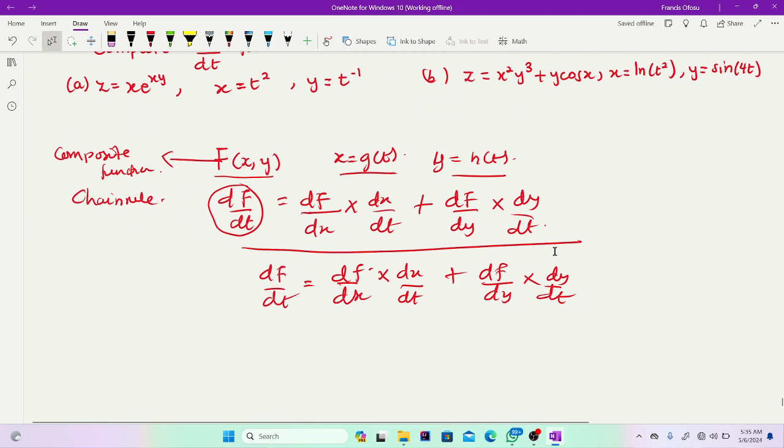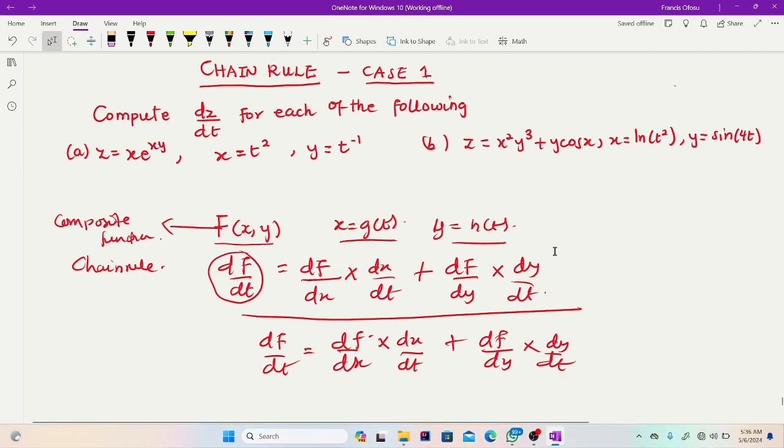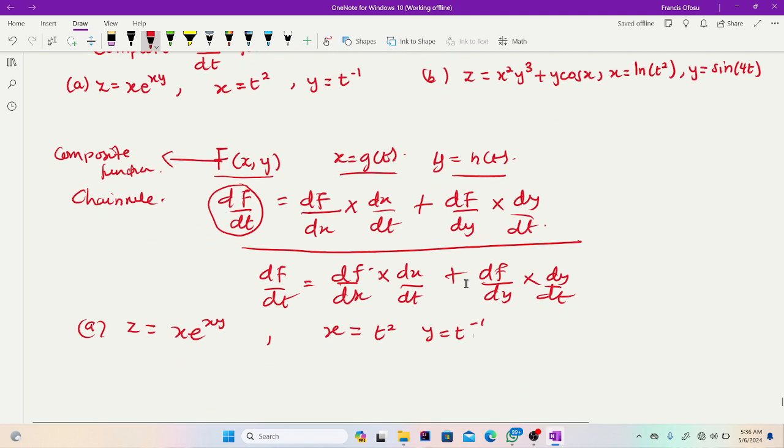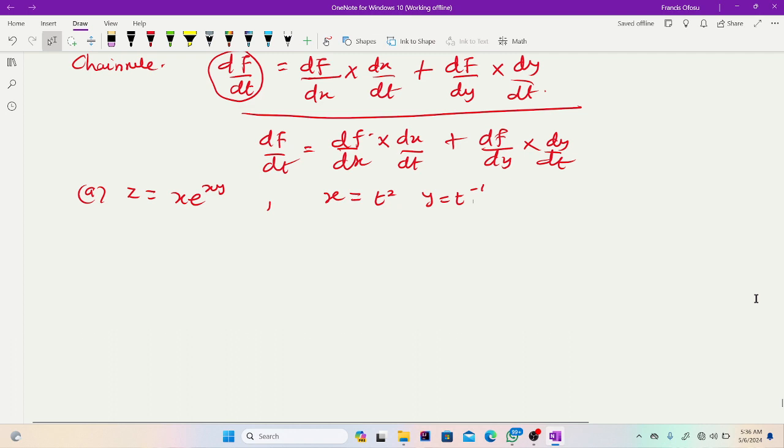So the first problem is: compute the dz on dt for each of the following. The first one, a, is z equals x e to the power xy, where x is t squared and y is t to the power -1. So this is the problem you have here.